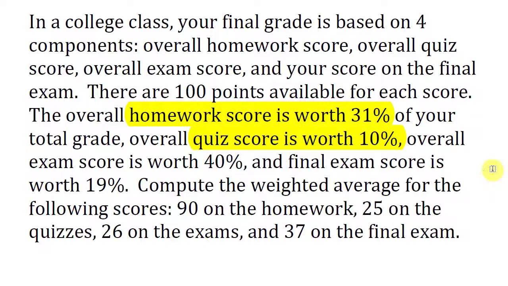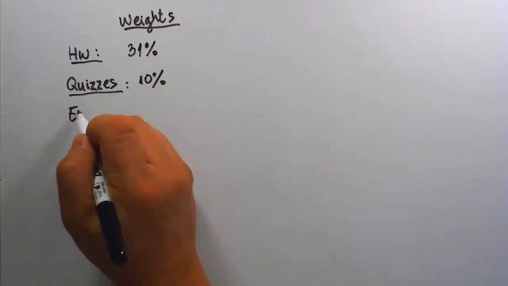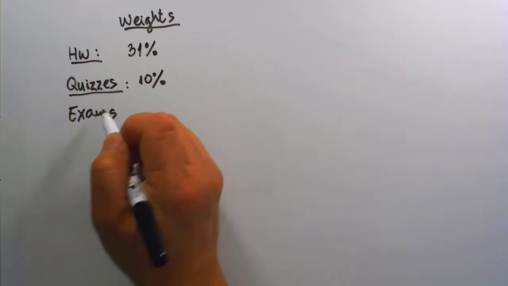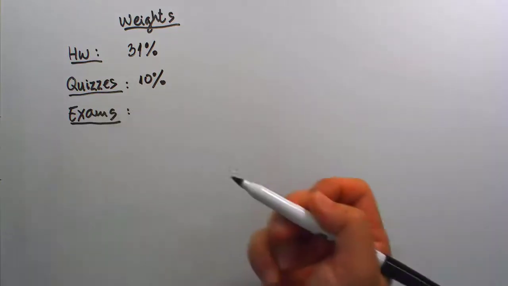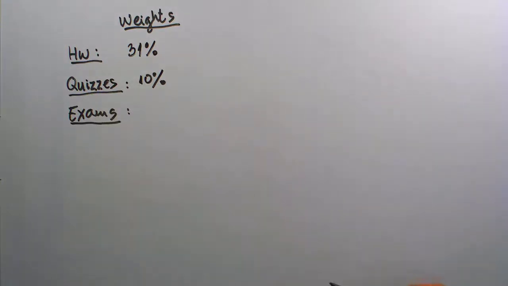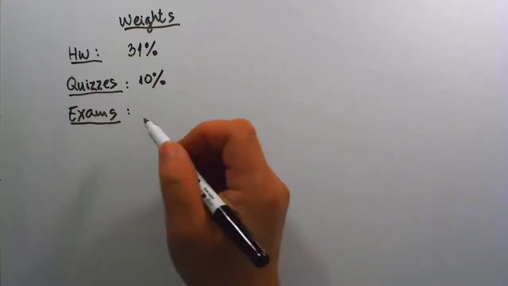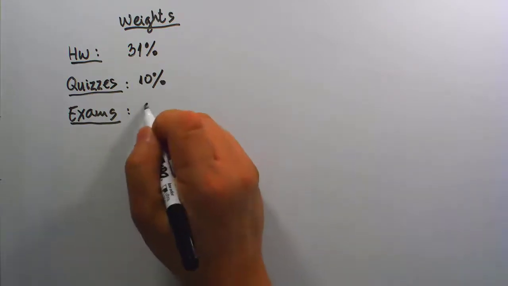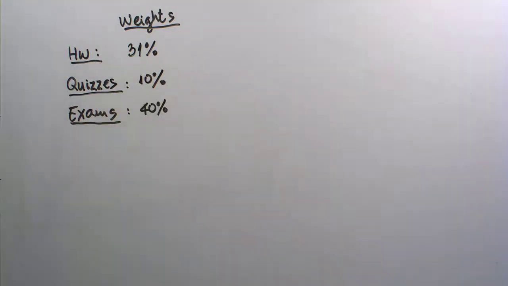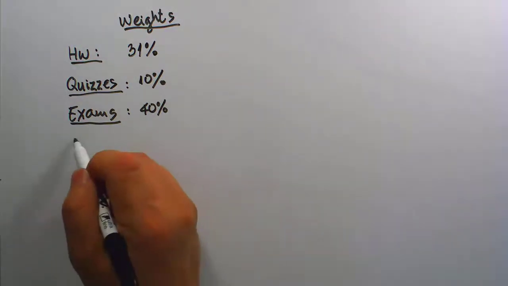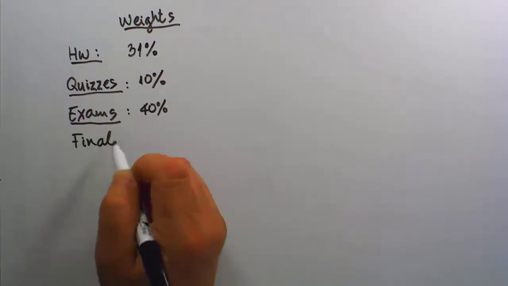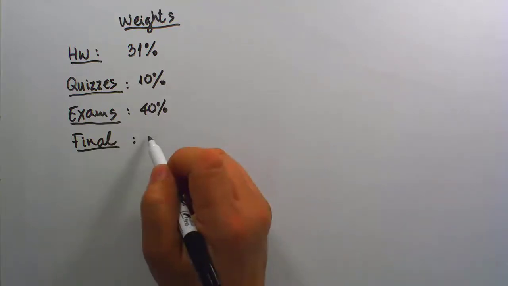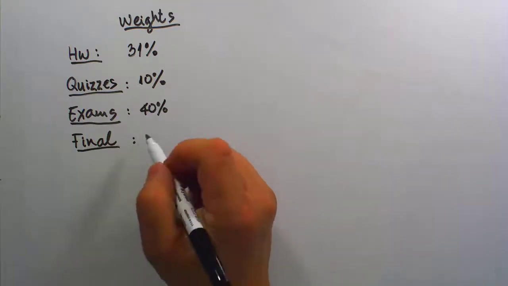And then next, our statement here in the example says exam score is worth 40%. So all exams, you could be having only 1 exam, you could be having 3 exams, you could be having only 2 exams. It all depends on your instructor. But in the end, all exams together is worth or weight 40% of your final grade. And the final exam weight at 19%.